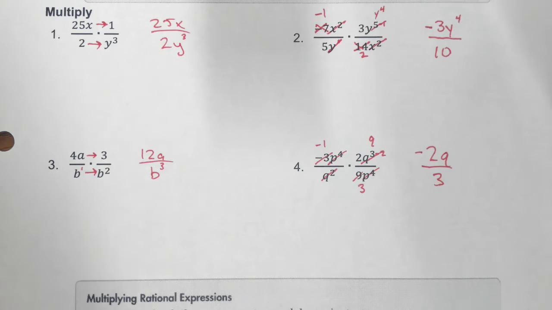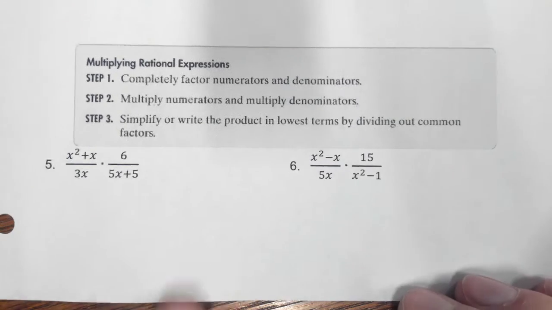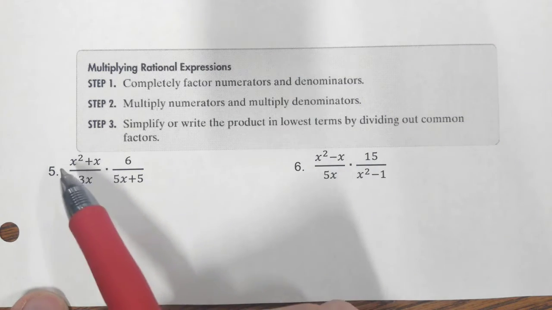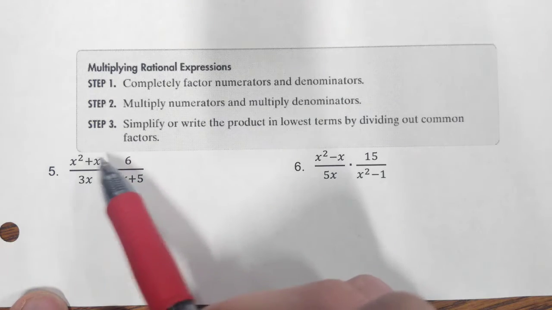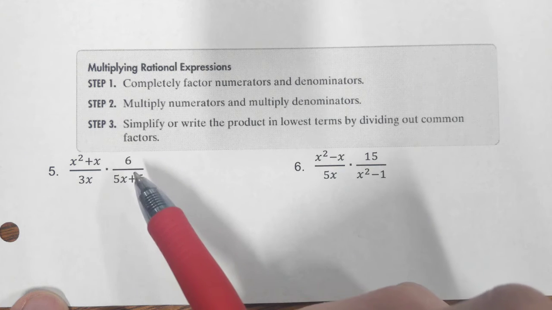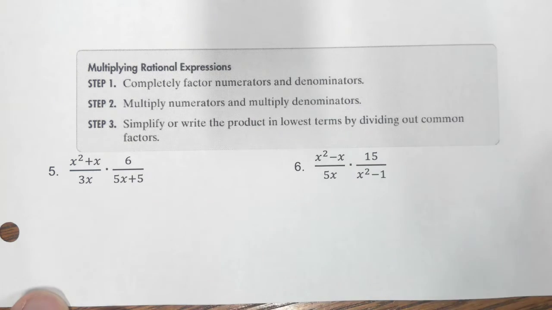So those are pretty easy examples. We're going to bump it up a little bit down here at the bottom. We're going to have more polynomial type things. So the steps are to factor any polynomials that will factor, and then we're going to reduce things as much as possible and then multiply what's left out.